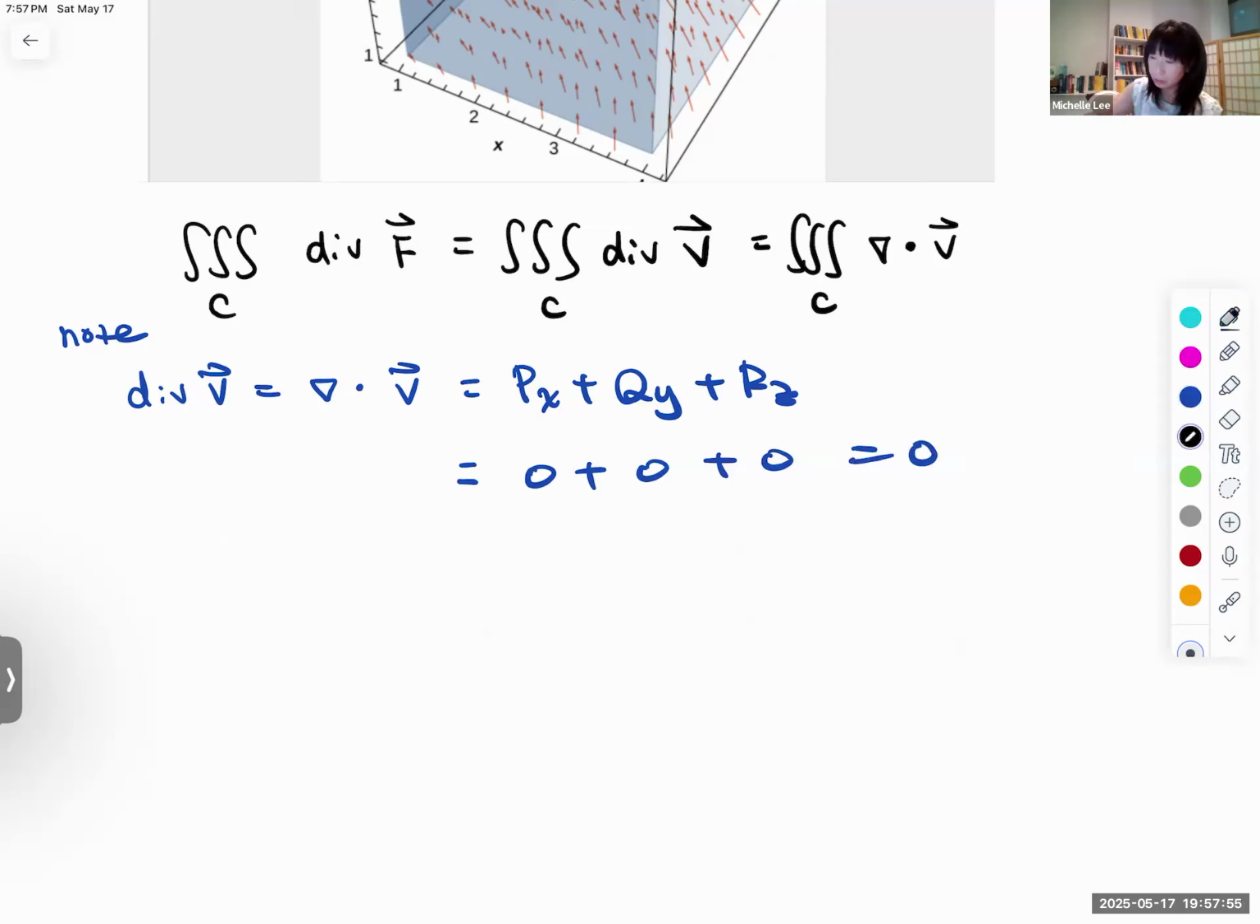Okay, I'm missing dV. Yeah, the volume dV, not the vector V.